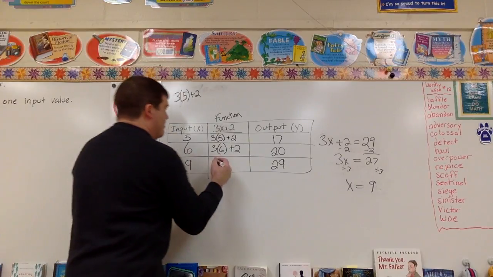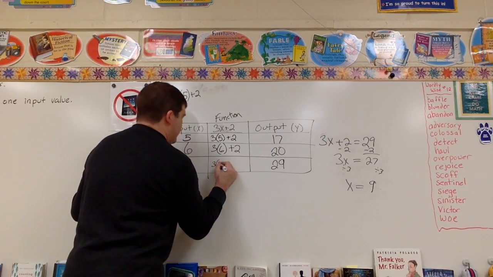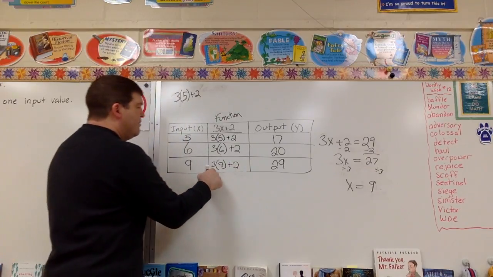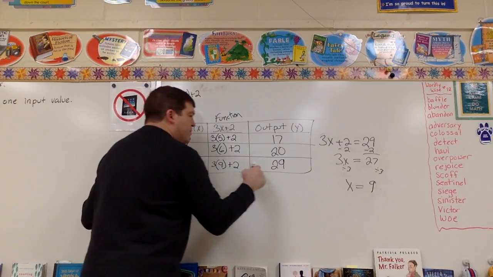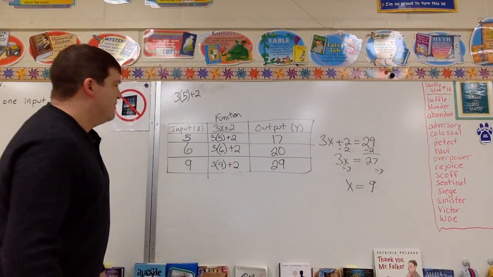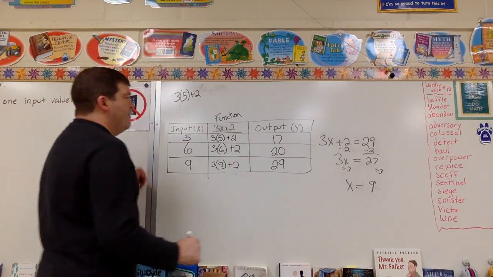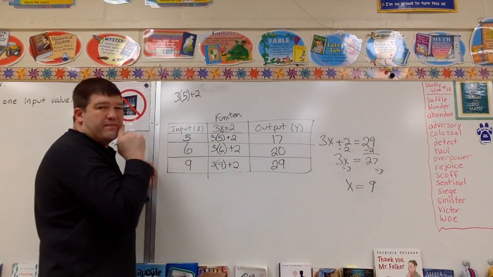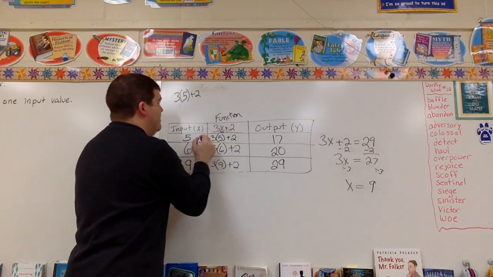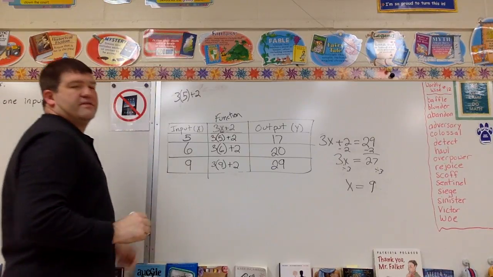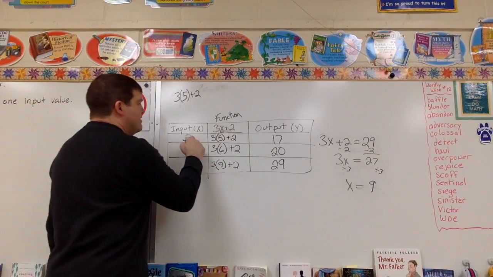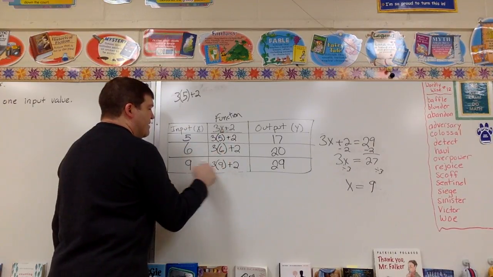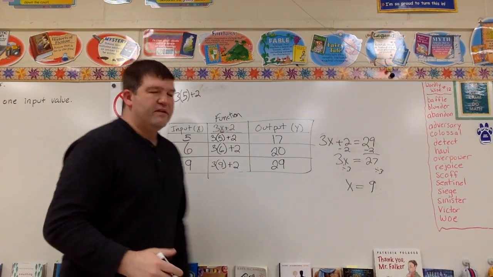Let's see if this is the correct one. 3 times 9 plus 2. 3 times 9 is 27, plus 2 more is 29. All right. Now, you see that this 3x, x goes here, and we say our input is always x. That's why this number goes right there. You fit that in there, the 6 goes there, the 9 goes there, then you do it, and you see if it works.